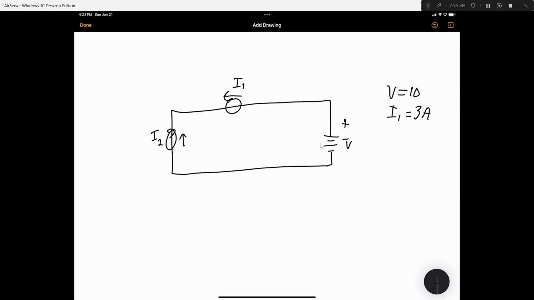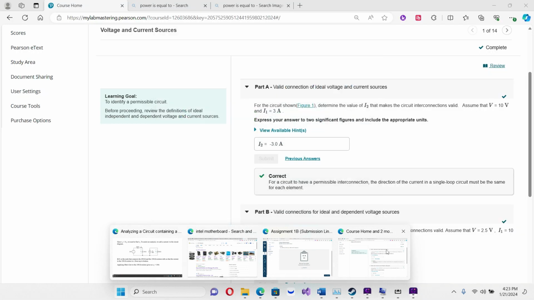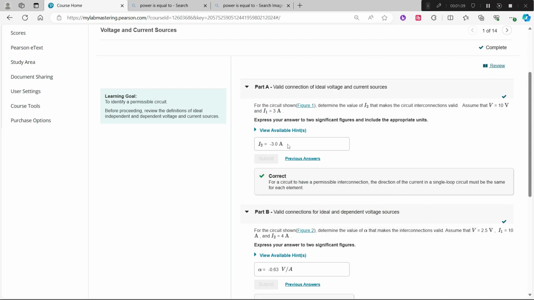Okay, there's my goofy drawing. Need to find I2. And the current coming in through here is 3 amps. Well, it's safe to say that in the other direction would be I2, which is negative 3 amps. Let's see if that's right. I already forgot the answer, to be honest. Yeah, that's the answer, right here. It's in the opposite direction.